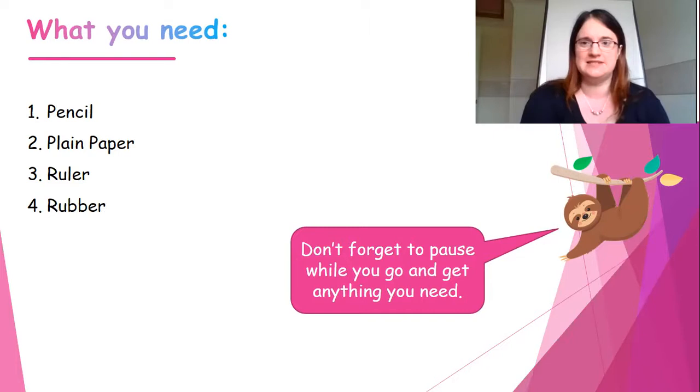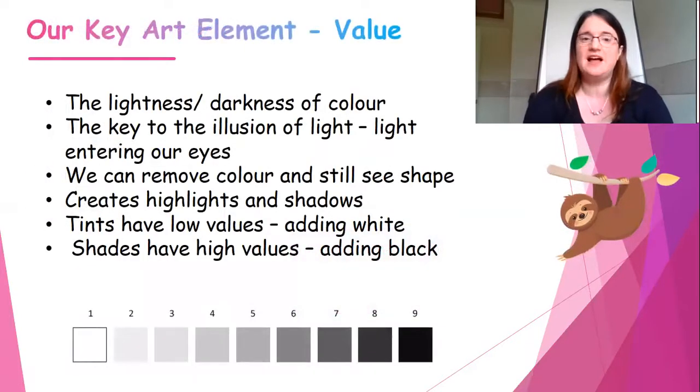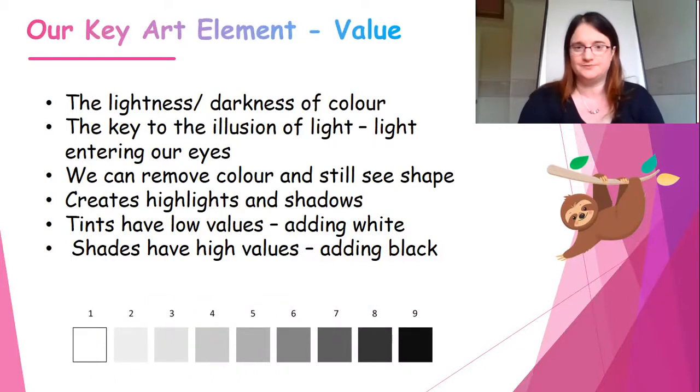We're going to flip around the lesson a little bit today. I'm going to talk about the element first today because it's really important in our warm-up activity. So value is all to do with the lightness and darkness of colour. And the reason that we alter the lightness and darkness of colour is to make sure that we get the illusion of light in our pictures.